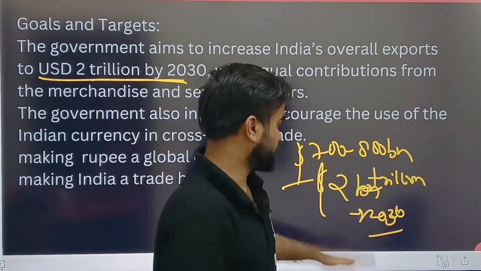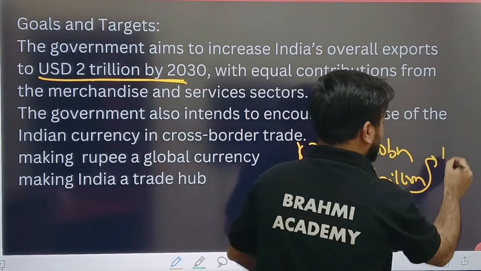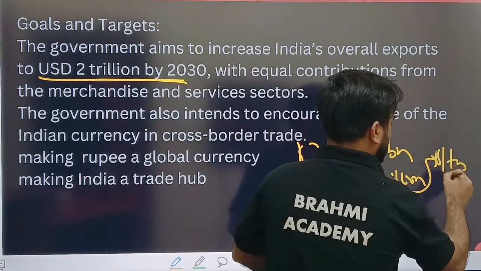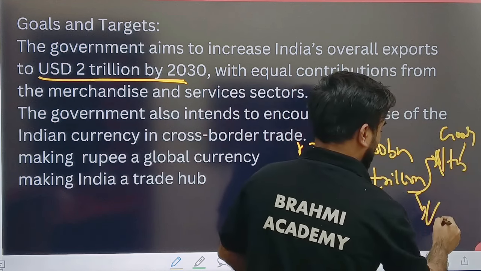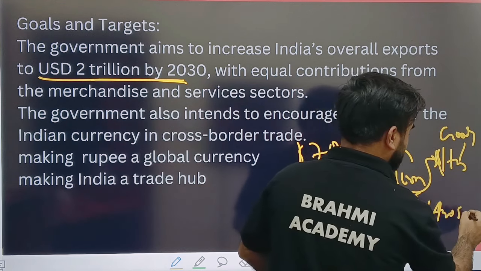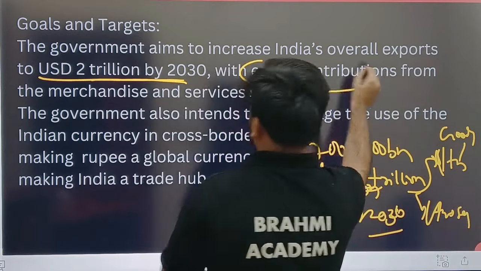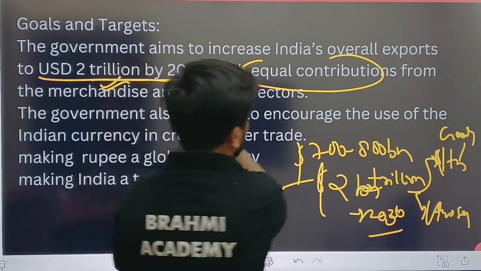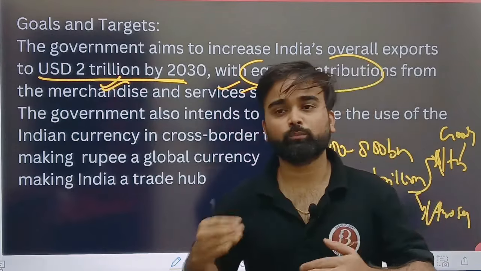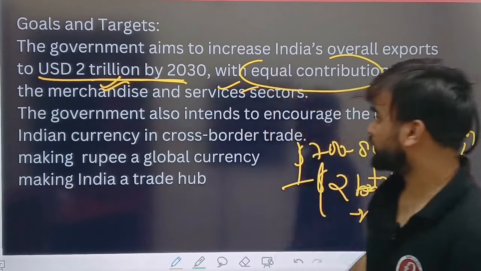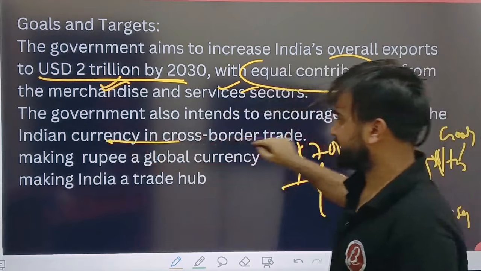And this equal contribution, 2 trillion, 1 trillion from goods and 1 trillion from services. So equal contribution is to be from merchandise, which are goods, and one from the service sector. This is what we are aspiring for. We want to make Indian currency strong. We want to rely on these cross-border trades.